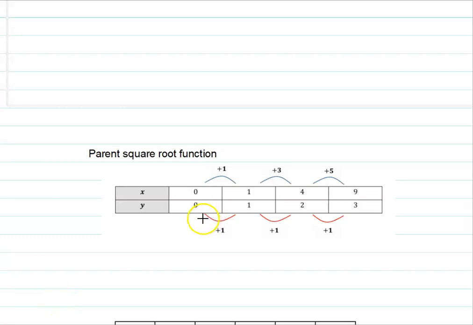Before moving further, we need to observe the table of a parent square root function. This is the table of a parent square root function. The differences in x values are 1, 3, 5. They are always odd numbers starting from 1. And when the difference in x value is 1, that gives you the starting point. So here this is the starting point of a basic square root function. And the difference between y values is always a constant. For the basic parent function, it's 1. But for any other function, you can get any other constant.